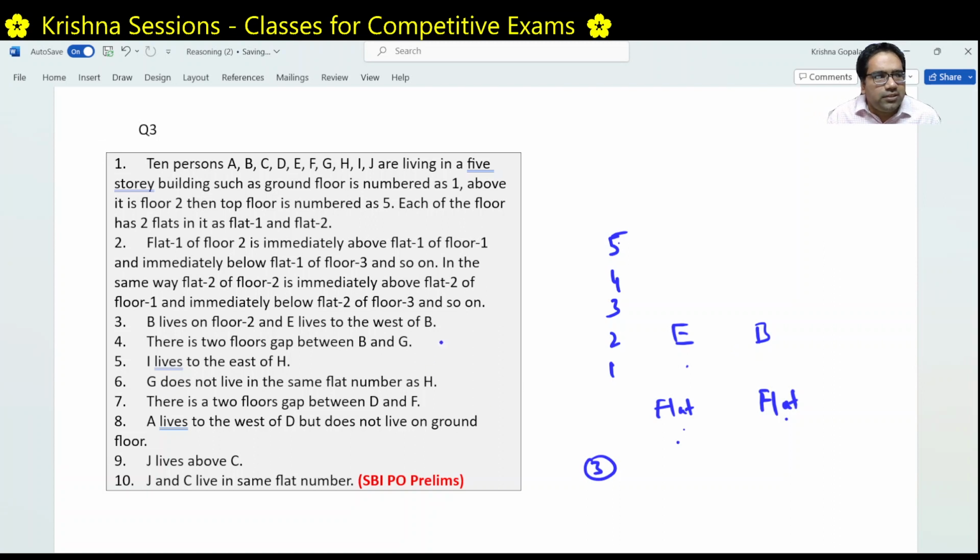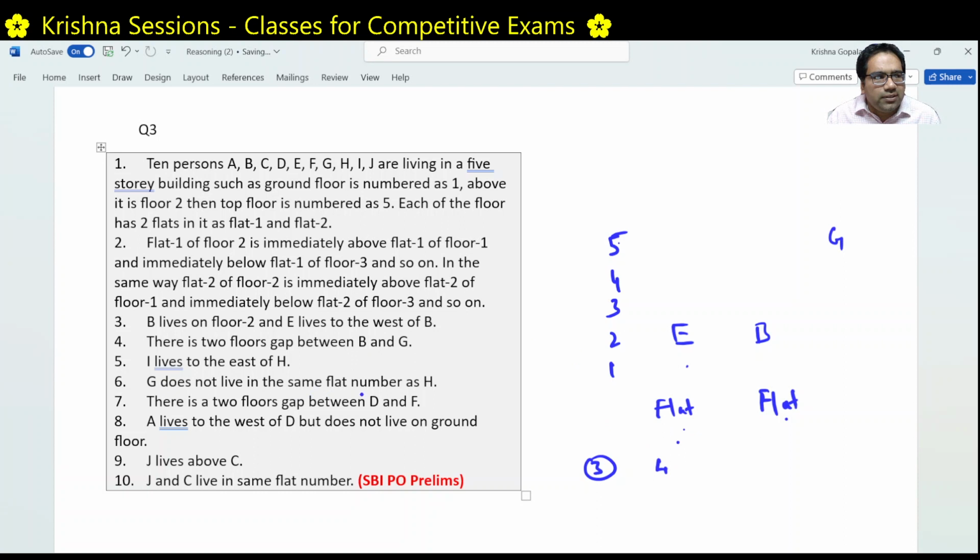Then fourth condition. There is a two floor gap between B and G. That means between B and G there are two floors. So obviously G cannot be below B. The only option is two floor gap, this is the only option. G has to be in fifth floor. But this side or this side we don't know. We are using condition number 4.